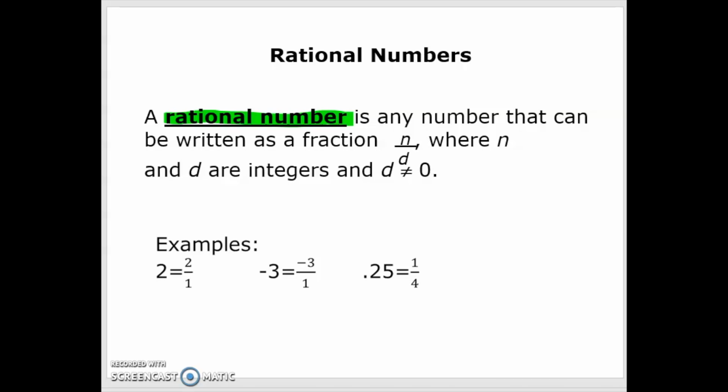So whole numbers like 2, we know that we can turn those into fractions by putting them over 1. So 2 over 1 would be a rational number. Same thing with negatives, like our integers that we just worked on. Same thing with decimals. Decimals can also be turned into fractions. So we're going to take a look at decimals first.